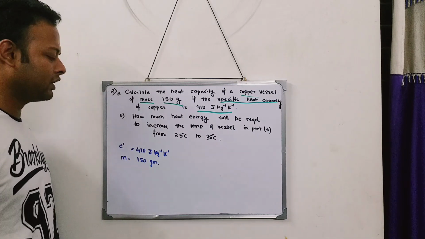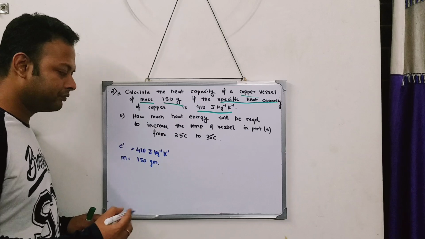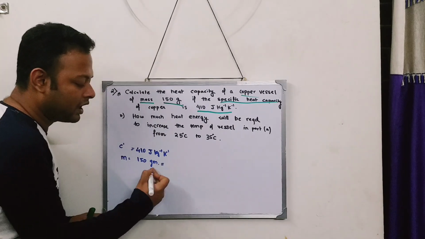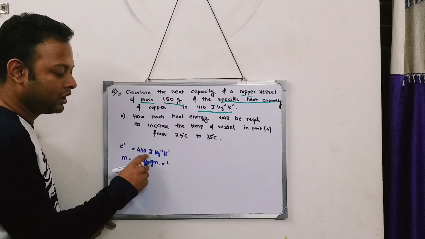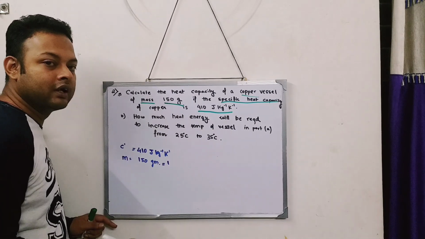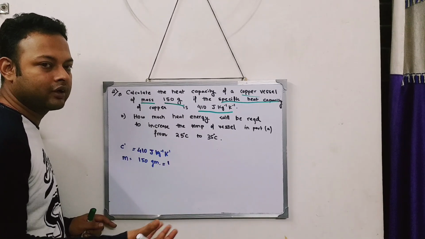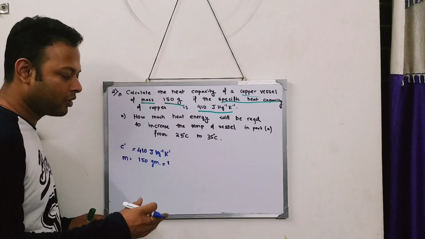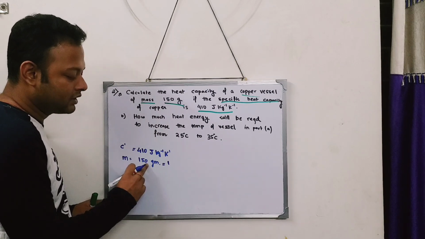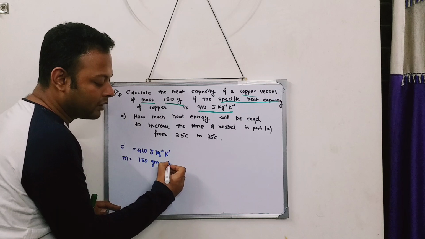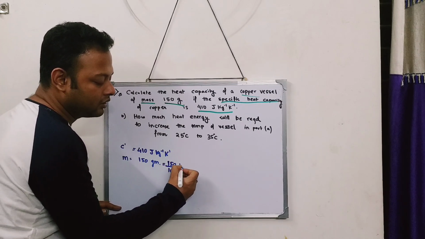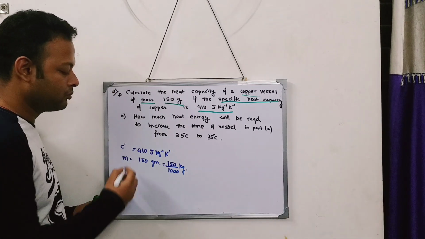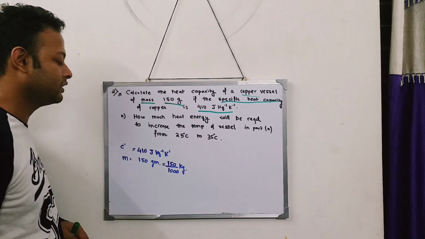I will convert this gram into kg. That is better for me, because if I convert the kg into gram, the answer I will get in decimal points, and that will be again a problem. So I'll convert this gram into kg. How to convert 150 gram into kg? That is nothing but 150 by 1000 kg. So the mass of that vessel is 150 by 1000 kg.